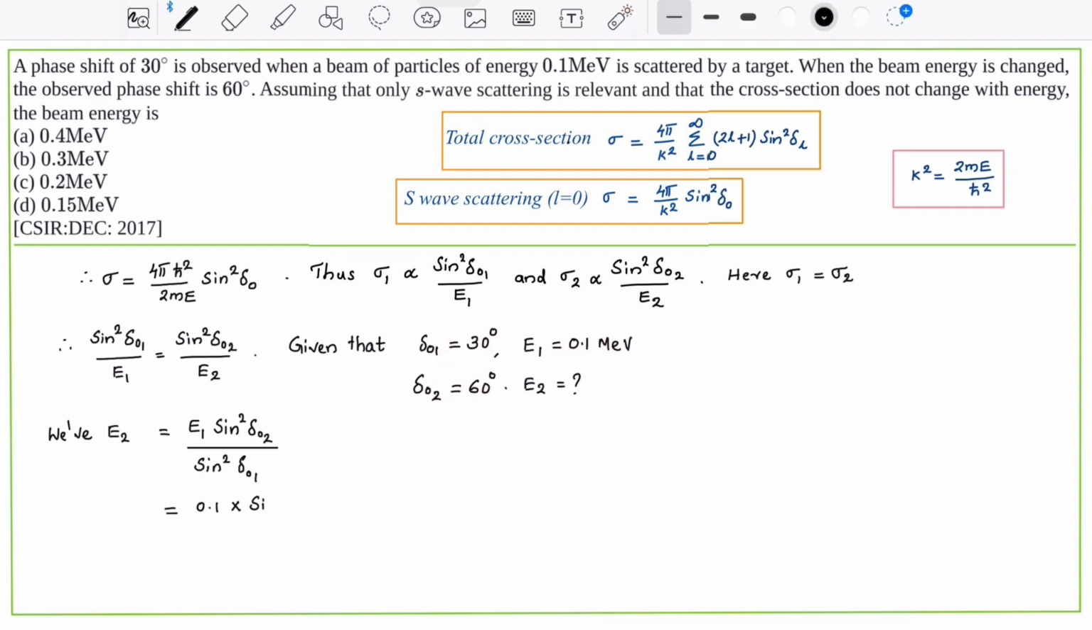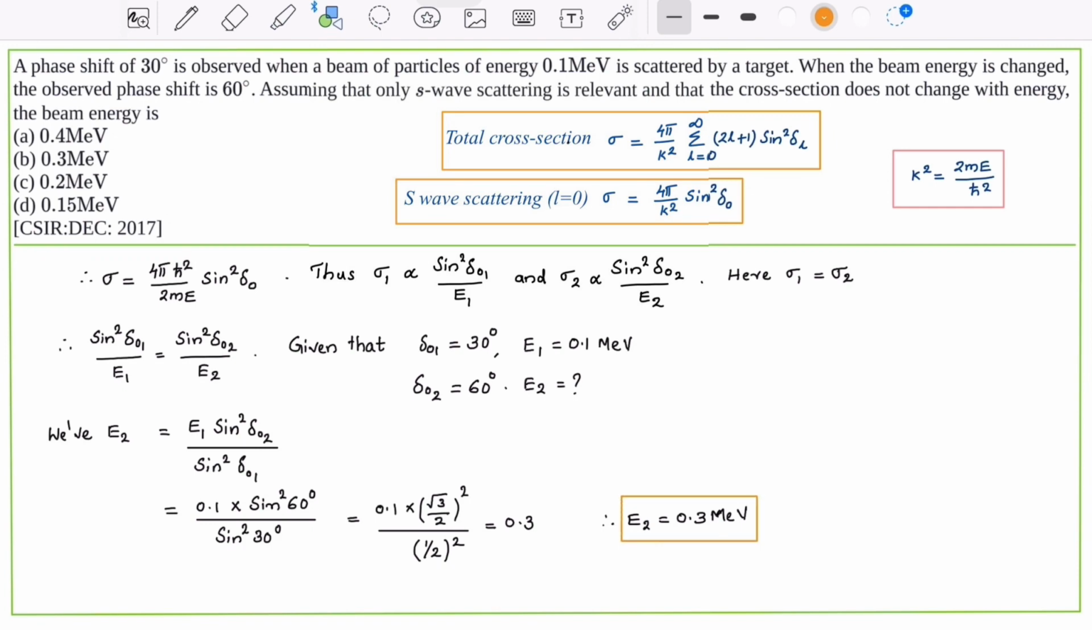Therefore, E2 is equal to 0.1 into sine square 60 degree by sine square 30 degree. This is equal to 0.1 into root 3 by 2 square divided by 1 by 2 square. And the answer is 0.3. Hence, we can say that the beam energy is 0.3 mega electron volt. Hence, option B is correct.